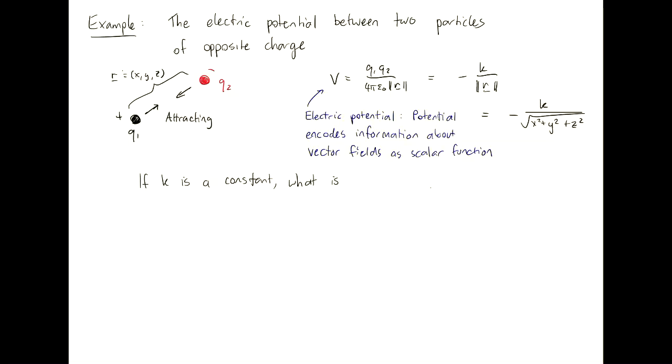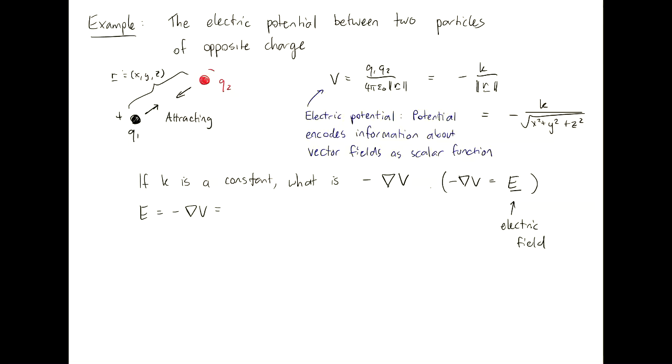Okay, so if k is a constant, what is minus grad V? Because it turns out minus grad of V is equal to the electric field E. Electric field. So just by finding the gradient of this scalar quantity, I can tell you about the vector field that is sitting underneath this system. And it's just a direct calculation.